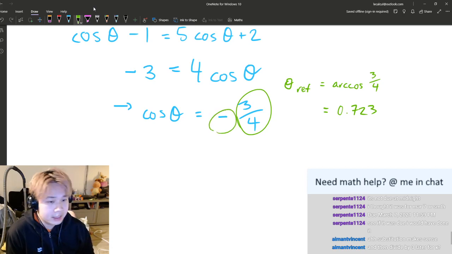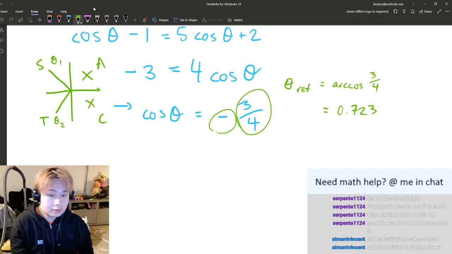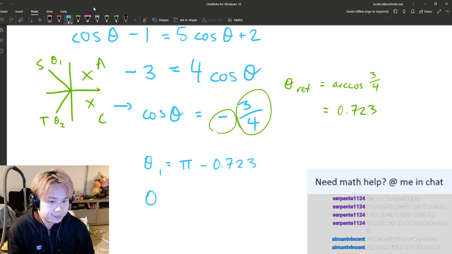Okay, your cosine is negative, so according to our quadrants, add sugar to coffee. Negative cosine is not going to be in these two quadrants, so it's in this quadrant and that quadrant. So these are my two theta answers. So theta 1 is pi subtract my reference. Theta 2 is pi add my reference.